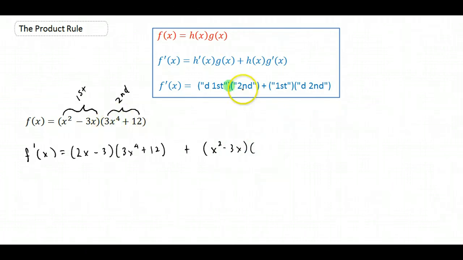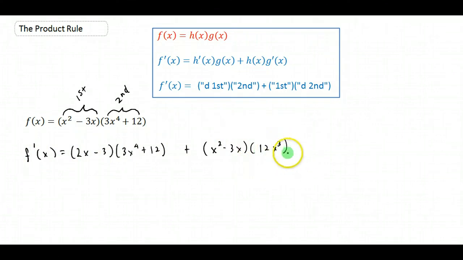Derivative of 3x to the fourth is 12x cubed. Derivative of 12 plus 12, this is a constant, so the derivative of a constant is 0. So I have plus 0, but I didn't include that. I'll just have 12x cubed for that second derivative. So this is the derivative, f prime.